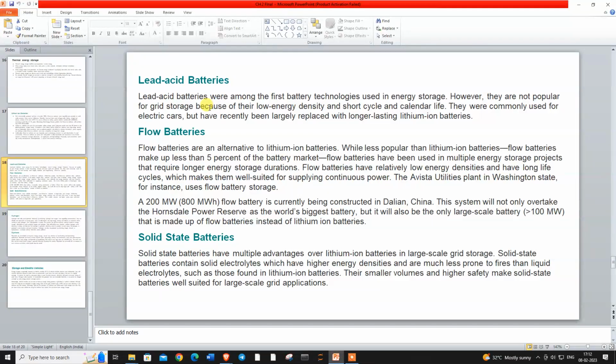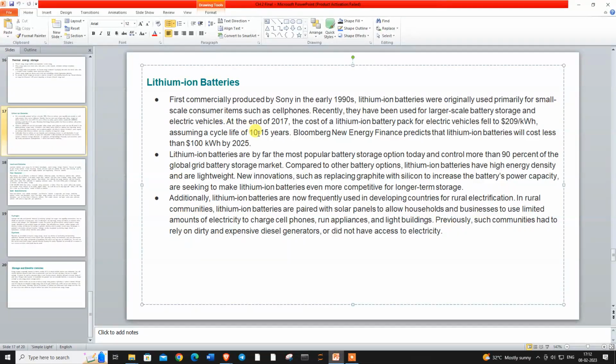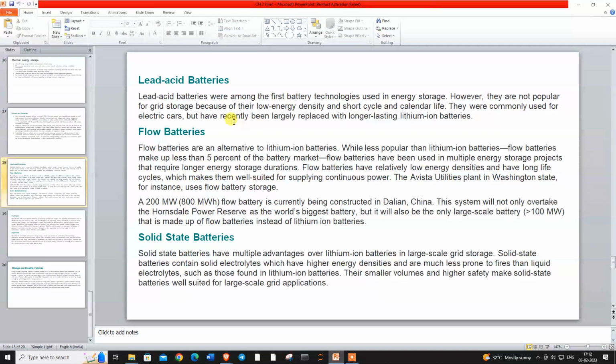Okay, this was also among the first battery technologies, with the lithium ion, used for energy storage. They are not very popular for grid storage because of their low energy density. As we have seen here, the lithium ion battery has high energy density, and because of that it was popular. But lead acid batteries have low energy density and a shorter cycle of discharge and calendar life. Okay, so the life is also less.